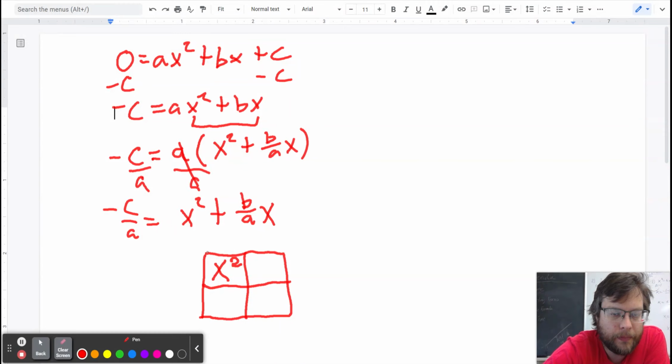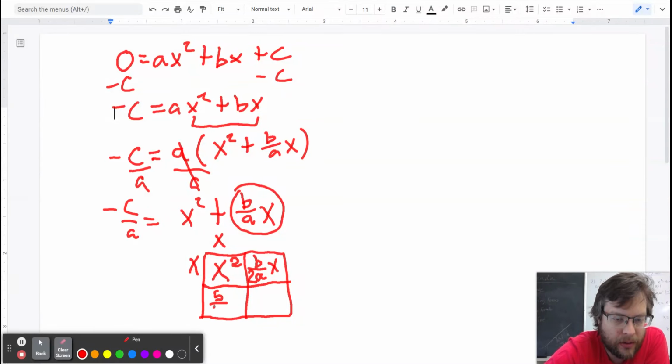So what I'm going to do is put an x squared right there, so I know it has to be x times x. And I'm going to split my other piece in half. So instead of writing b over a, I'm going to split it in half: b over 2a x. And that works to give me b over a, because b over 2a is half of b over a. So then I know that I need to have here a plus b over 2a, and here another plus b over 2a.